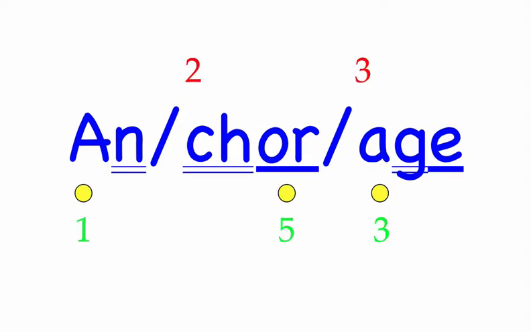Ang, cor, age. We capitalize the A because Anchorage is the name of the city in Alaska. We double underline N because N is followed by the K sound here, and when N is followed by the sound G or K, N will represent its second sound. And in conversation, we would pronounce this word anchorage.